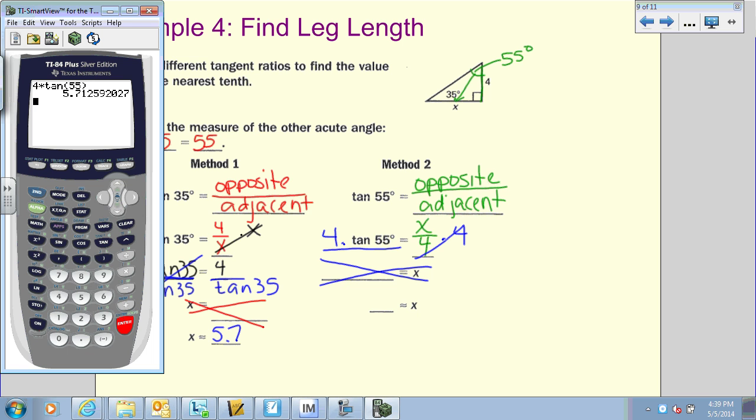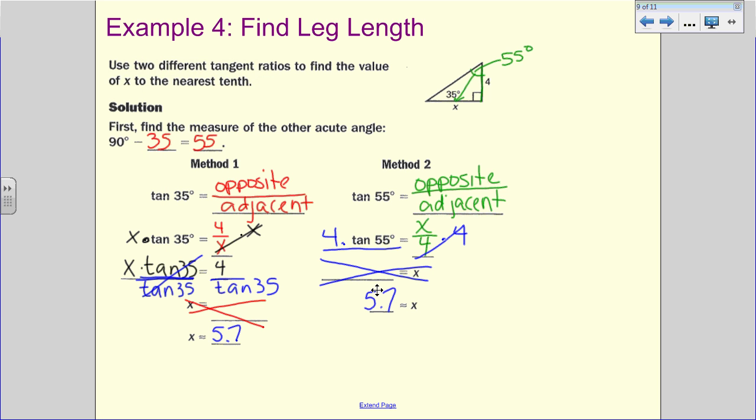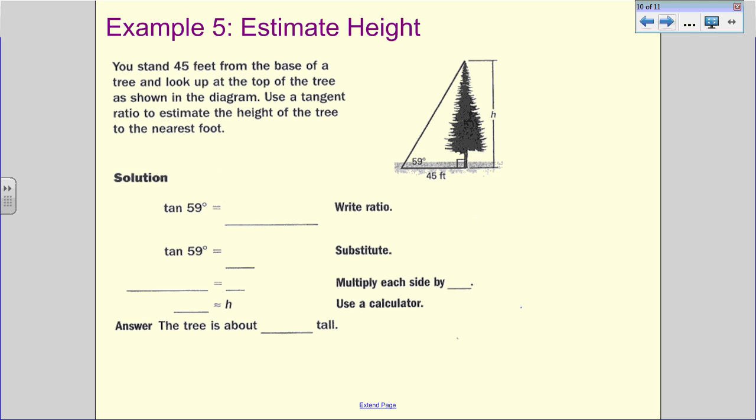In fact, if I brought up what we had before, when we took 4 divided by the tangent of 35, we're getting the exact same value. It's not just that they both round to 5.7, they are the exact same value. So it doesn't matter which angle you use, the leg of your triangle is still going to have the same value. All right, so now we get to actually see what we use these trig ratios for.